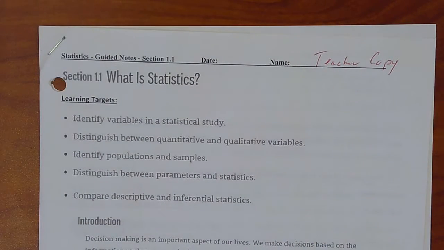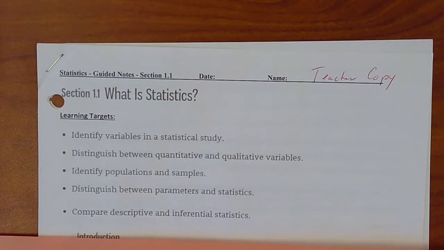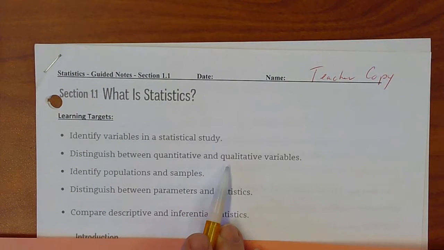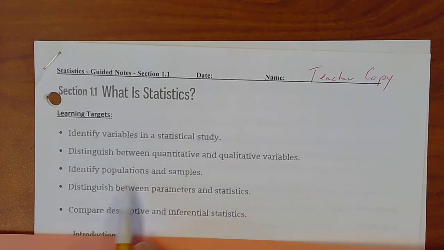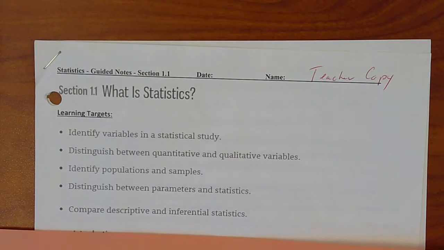Okay, today we'll be starting chapter 1. Here are all the learning targets we'll be focusing on today. We'll be identifying variables in a statistical study, distinguishing between quantitative and qualitative variables. Very shortly we'll be doing that. Identify populations and samples, distinguish between parameters and statistics, and compare descriptive and inferential statistics.